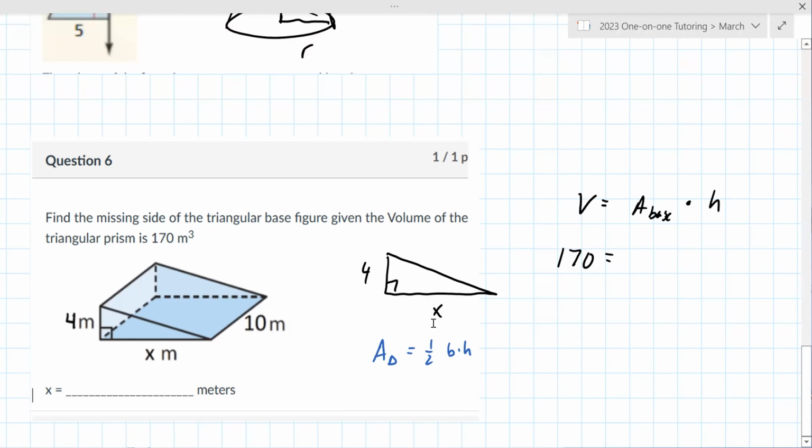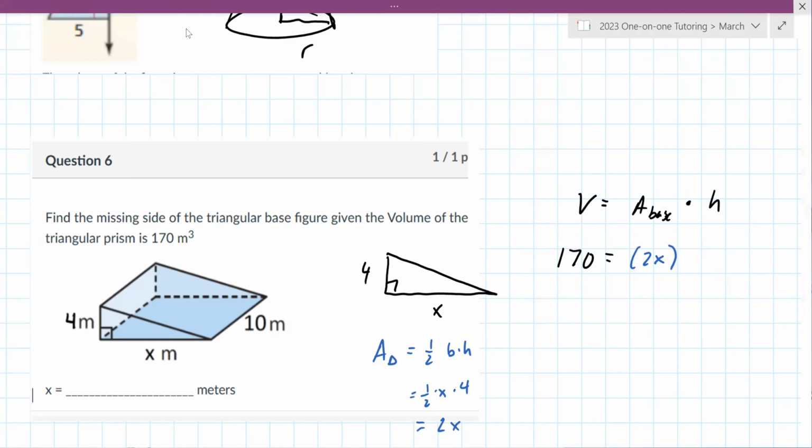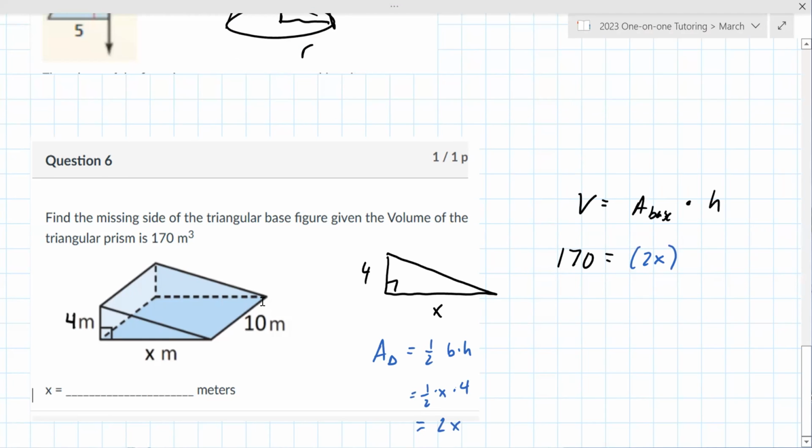Oh, okay. So the base of this triangle is the x value, and the height is 4. Oh, okay, I get that. Okay, so 1/2 times x times 4 is 2x. That's the area of the base. Oh, okay. The base is the triangle. What is the height of this? Now that's another place to go wrong, the height here is 10. It's the length that it's protruded or extended. So the height is actually 10 here.